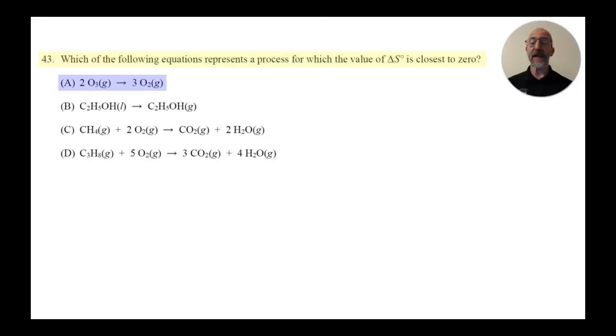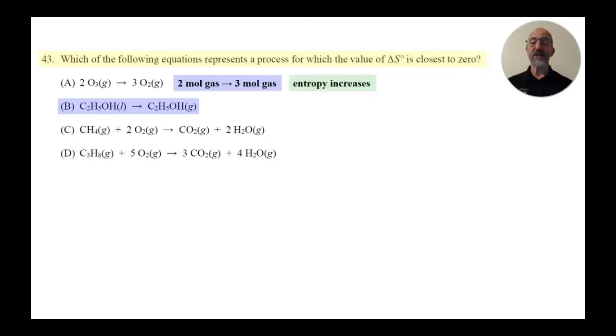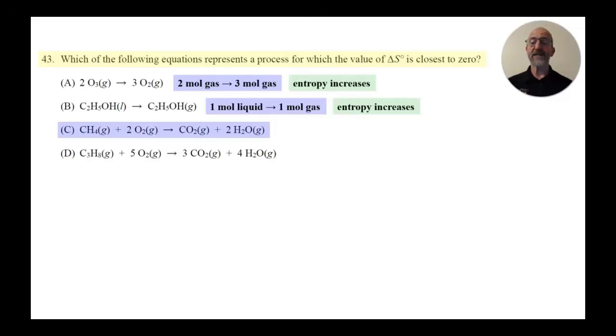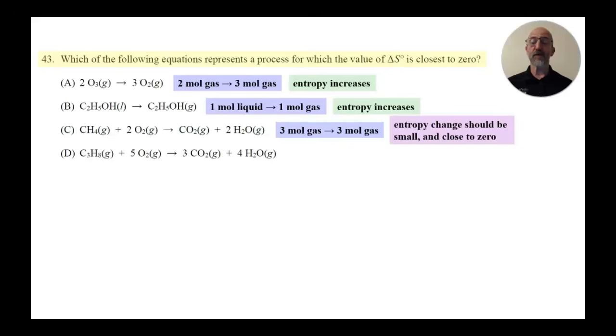So starting with choice A, 2 moles of gas are changing into 3 moles of gas, so entropy should be increasing. In choice B, we have 1 mole of liquid changing into 1 mole of gas. Again, I would say that entropy is increasing. And now we come to choice C. So when I consider choice C, I see 3 moles of gas on the left, and I also see 3 moles of gas on the right. So therefore, the entropy change for choice C should be small and close to 0.